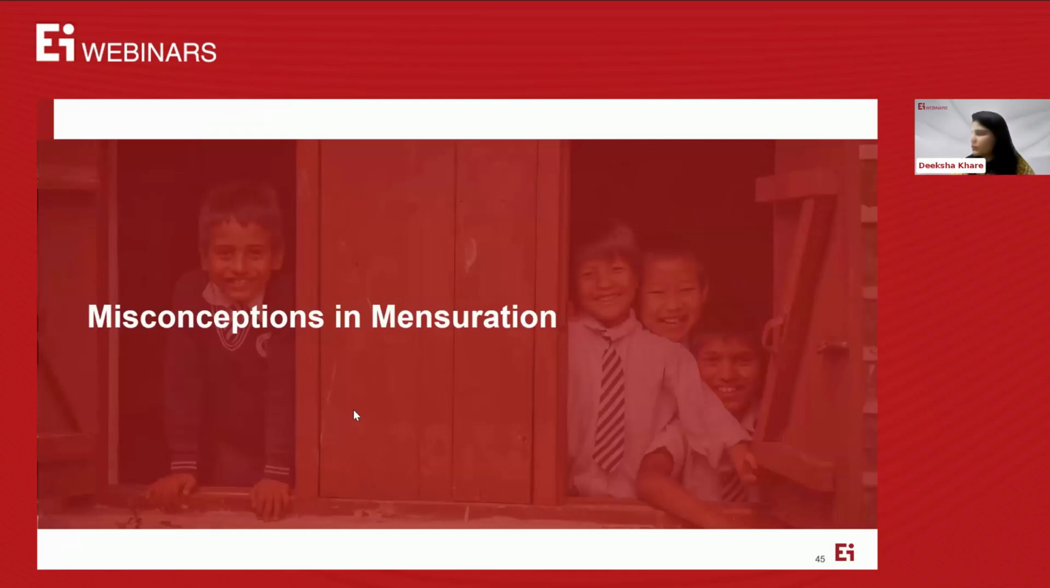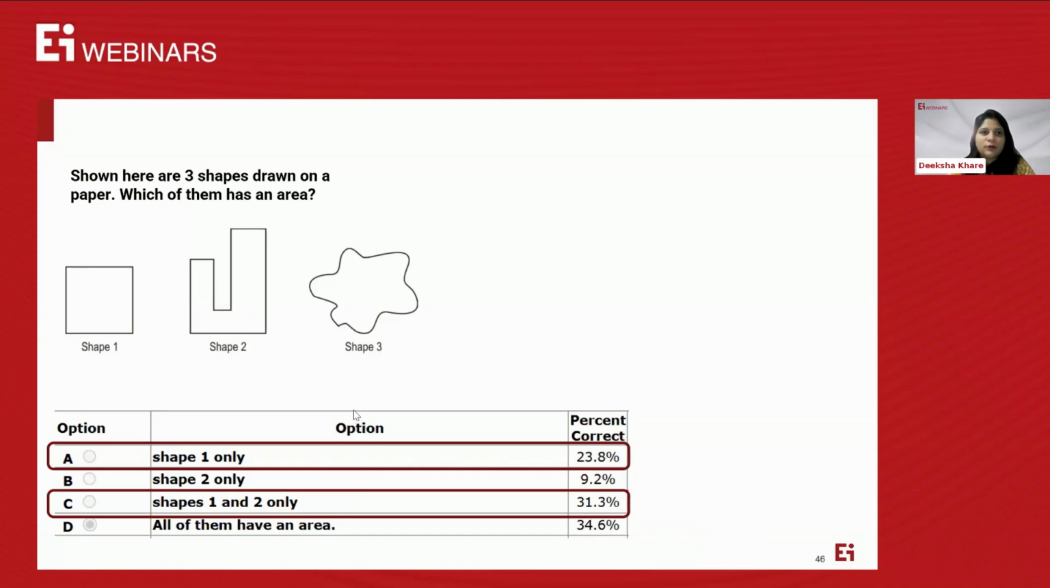Next, we have the third domain, which is mensuration. Very important domain. We have seen a lot of misconceptions in this domain, mainly related to area, perimeter, surface area, volume, etc. We'll see a couple of questions. Look at this question, very interesting. Shown here are three shapes drawn on a paper. Which of them has an area? We are merely asking which of them has an area. We are not even going into the calculation nitty-gritties of finding the area. We're just asking which shape merely has an area.